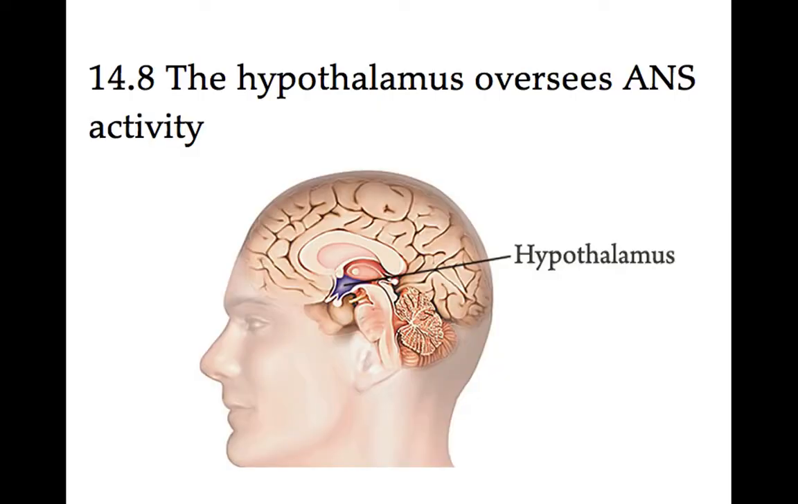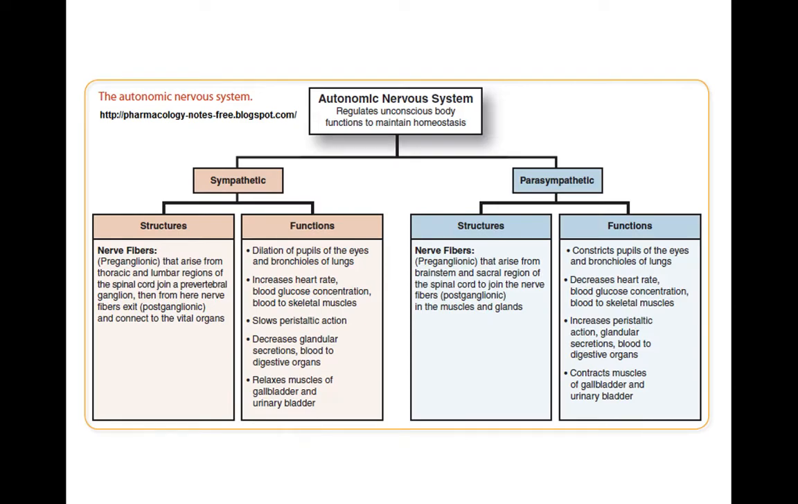Okay, the hypothalamus oversees the whole autonomic nervous system. Again, autonomic nervous system, big one. What is the difference between the autonomic nervous system and the somatic nervous system? That's in the first couple of slides. What is the difference between sympathetic and parasympathetic? How are they similar? How are they different? How do they function? What are the cranial nerves associated with them?